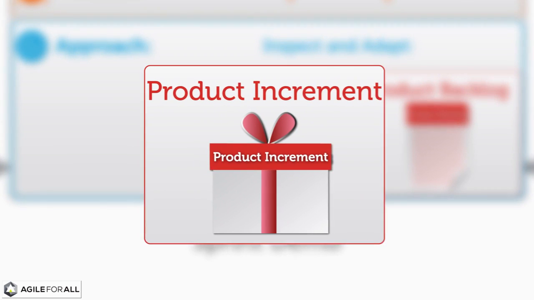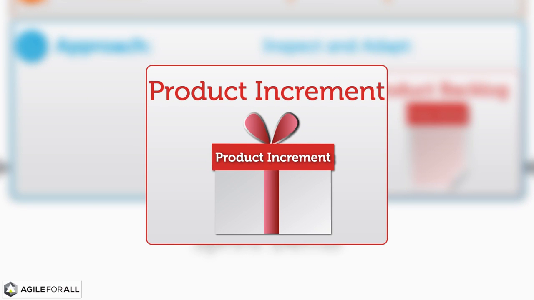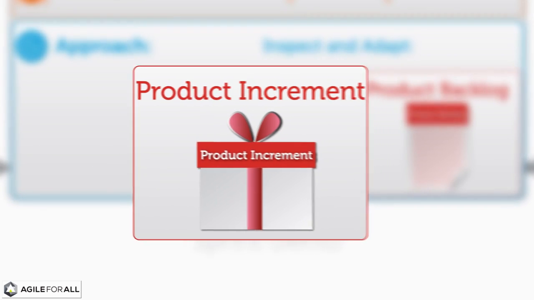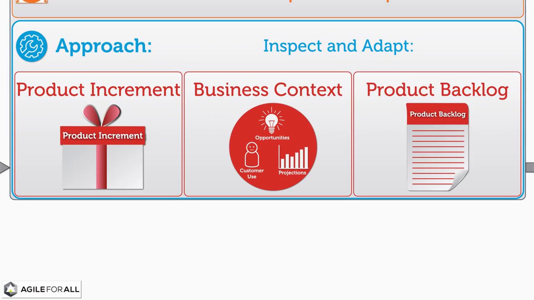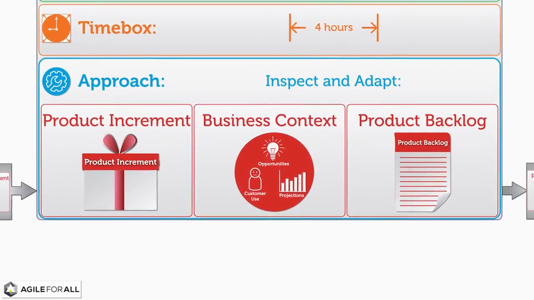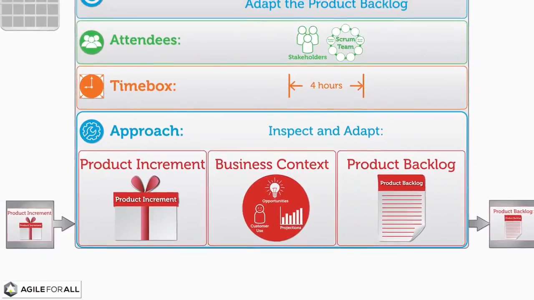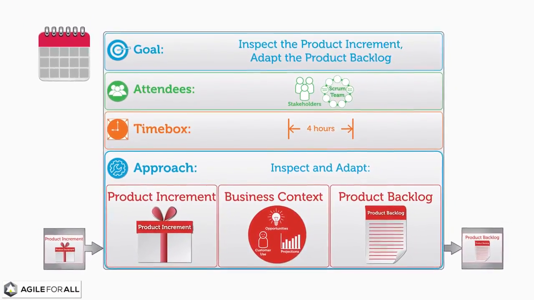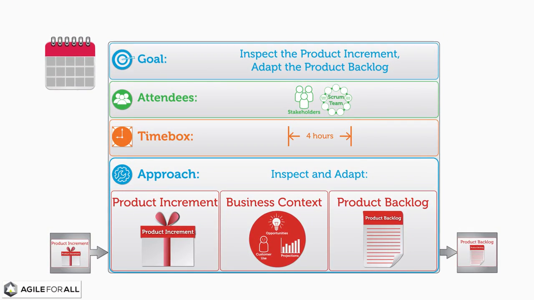Notice that the demonstration of the working product increment is only a small portion of the sprint review meeting. While it covers an important aspect of the inspect step of an empirical process, a demonstration alone does not cover the important adapt step of the sprint review meeting.